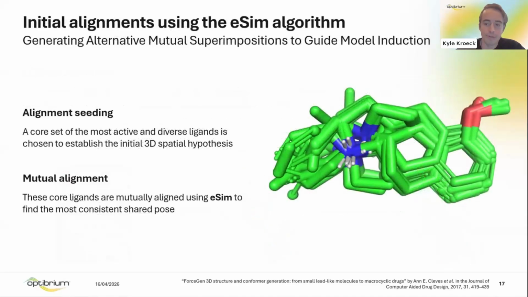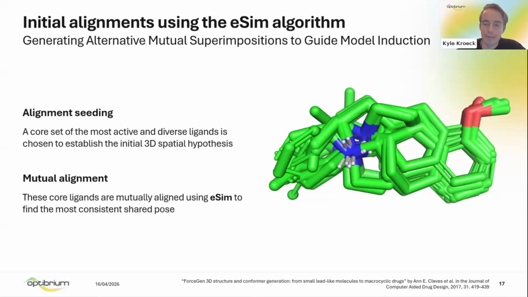We then establish the 3D reference frame through an initial alignment hypothesis. We select a small seed set of ligands, typically 2 or 3 of the most potent and structurally diverse compounds in the dataset, and align them by maximizing their mutual 3D morphological similarity. This process, driven by eSim, uses Gaussian representations of steric and electrostatic fields to find the orientation where the functional hotspots of the different scaffolds overlap most effectively.